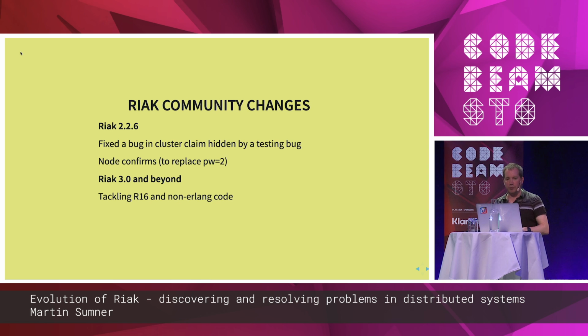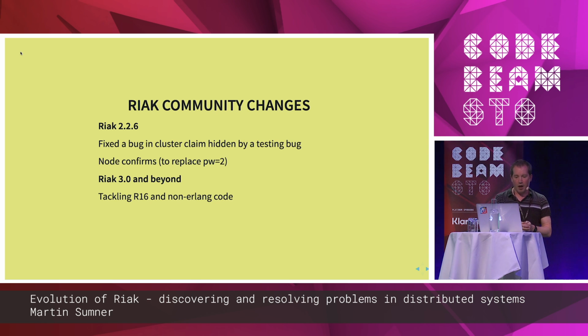So some of the changes we've made recently in Riak 2.2.6. We made some basic fixes to cluster claim, which had kind of been known as being broken for a while. And we did a thing called node confirms, which is just a different way for your application to tell Riak, I definitely want something to be persisted to 2 different physical devices before you say OK to this. And it's a lower cost way of doing that than Riak had previously had to use this parameter pw equals 2.